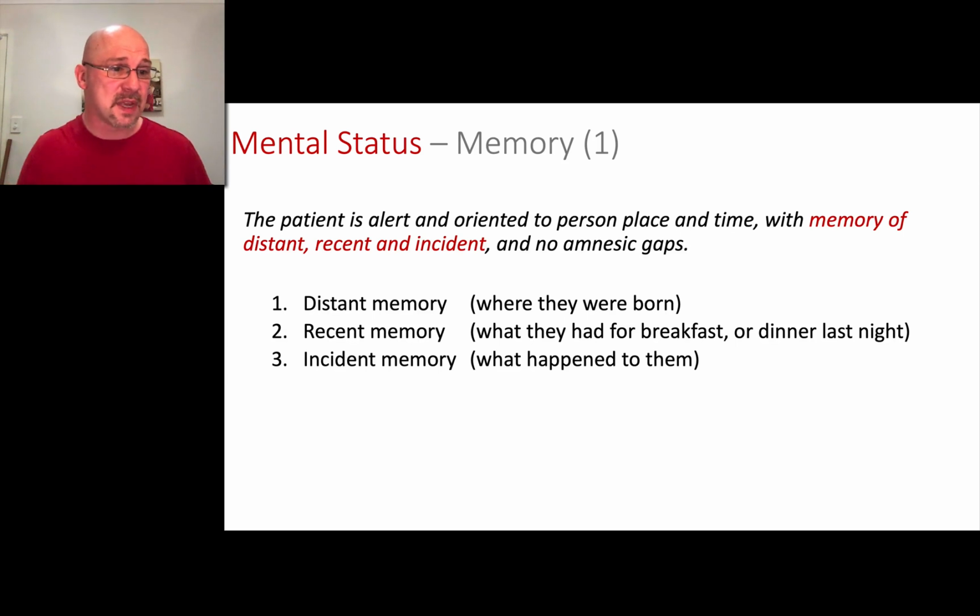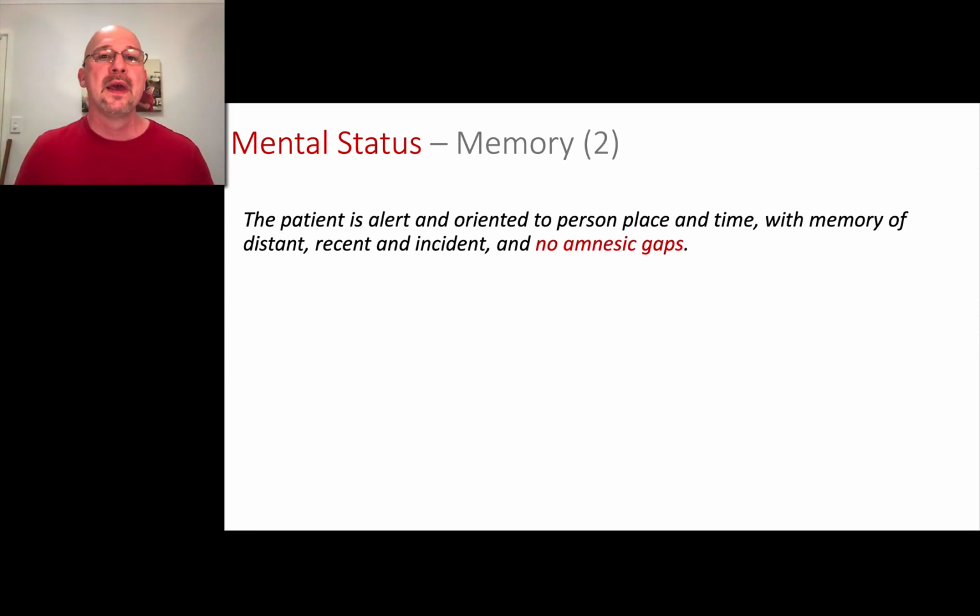In a lot of systems I've worked in, if you said the patient has memory times 3, they would not know what you're talking about because that's not a common short form. So sometimes you'll have to say they've got distant, recent, and incident memory, because we tend not to have a short form for that. But if your system does, then use it. Speak the local language, right?